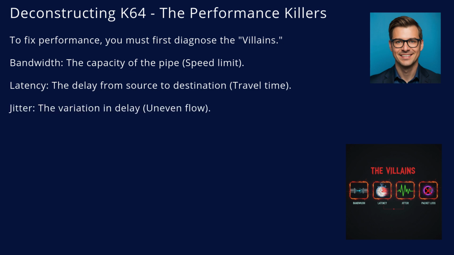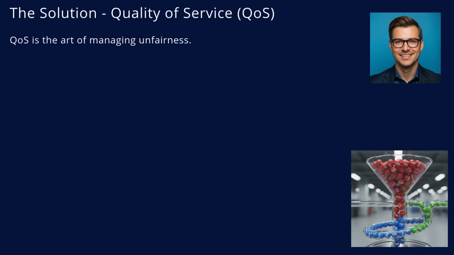Third, jitter. This is the variation in latency. If one packet takes 10 milliseconds and the next takes 100 milliseconds, that is high jitter. It ruins voice calls. Fourth, packet loss. This is when data simply disappears. The network has to resend it, which causes massive delays. So, how do we fight these villains?